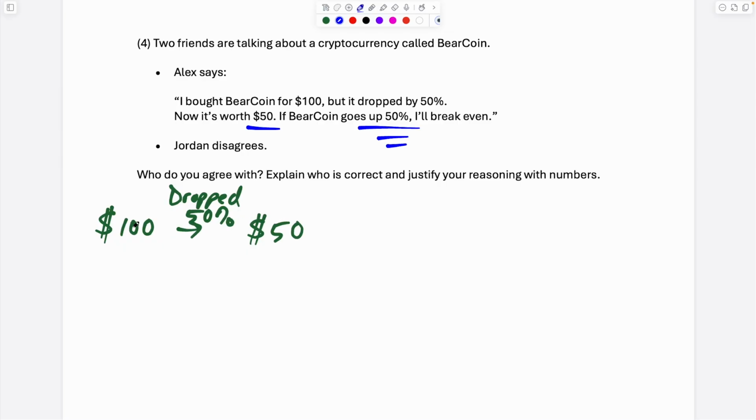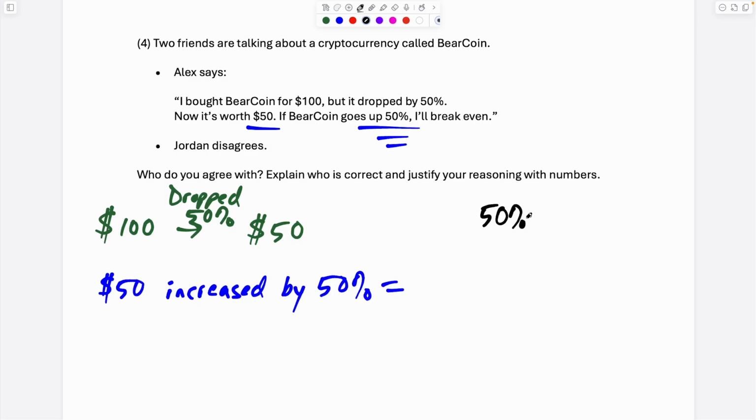So really what we have to do here is take $50 and see a 50% increase of $50. Okay, so we have here $50 increased by 50% equals, and now this is what we have to calculate. So let's go ahead and do this off to the side. Well, 50% is the same thing as 50 out of 100, which simplifies to 1/2. So we could take $50 and multiply it by 1/2. And when you multiply something by 1/2, you're really just dividing it by 2. So 50% of $50 is $25. Okay, I'm just doing 50 divided by 2.